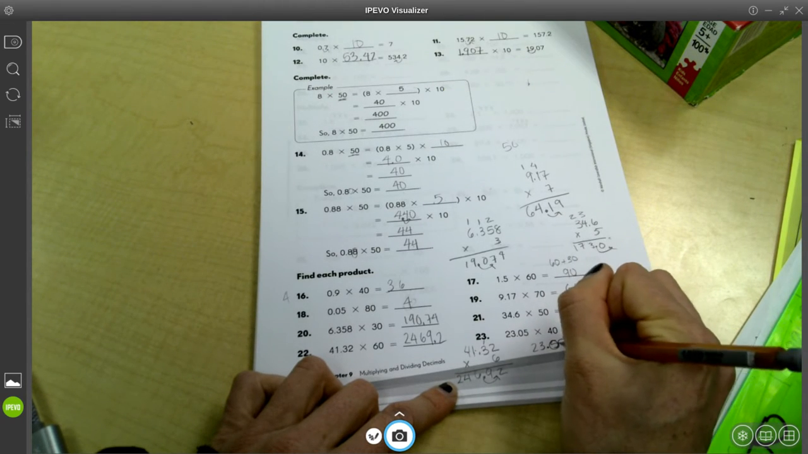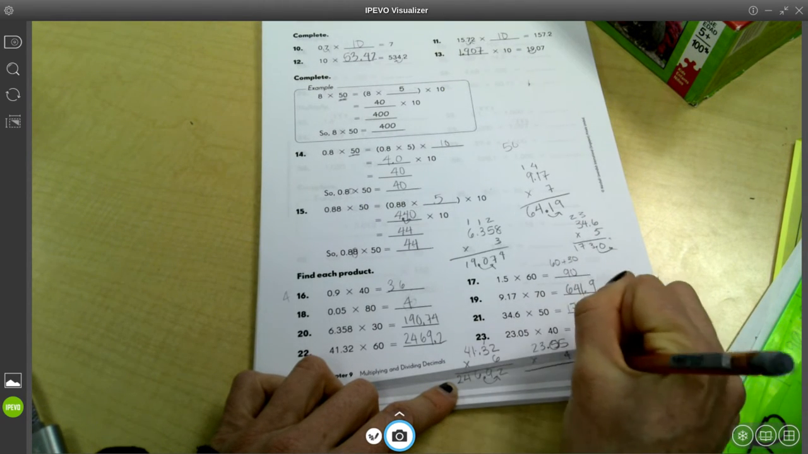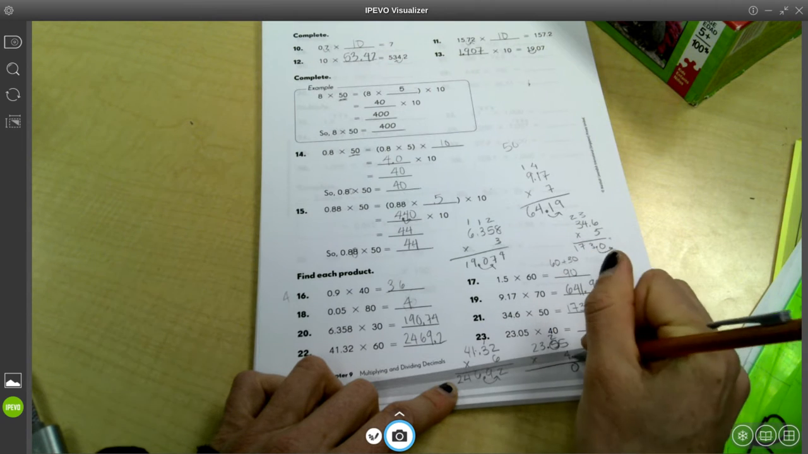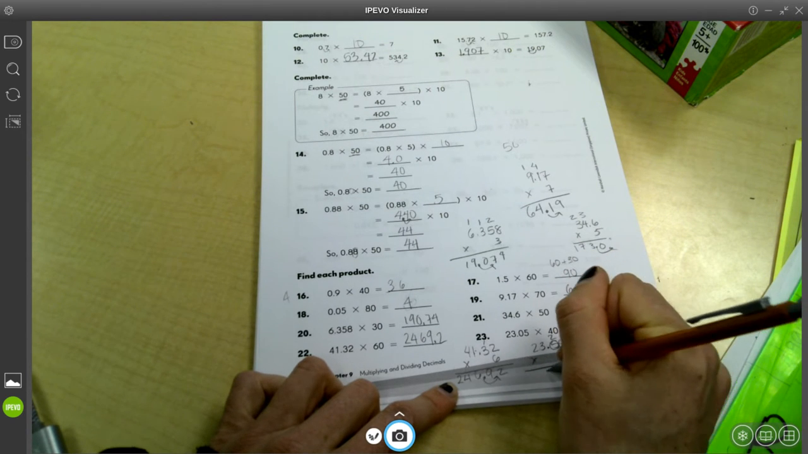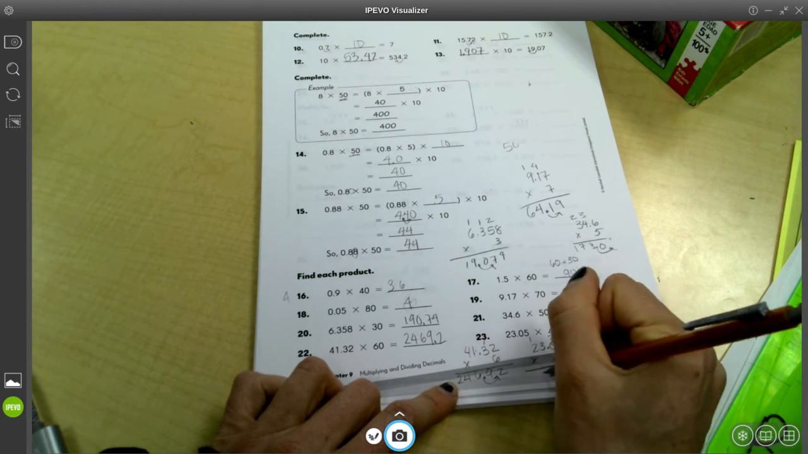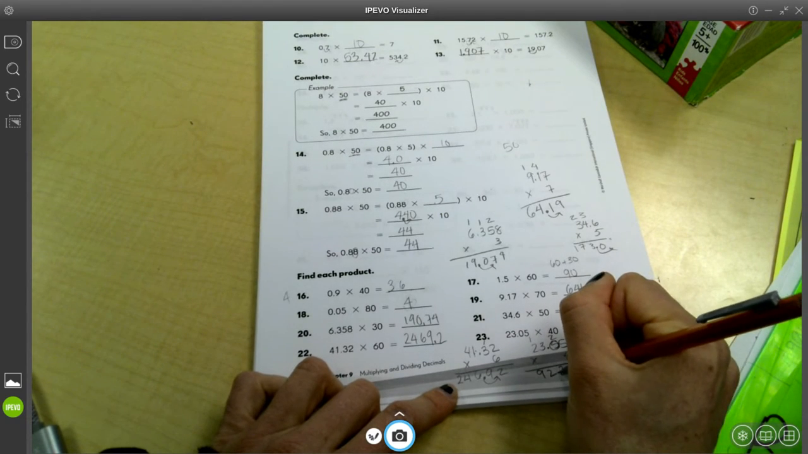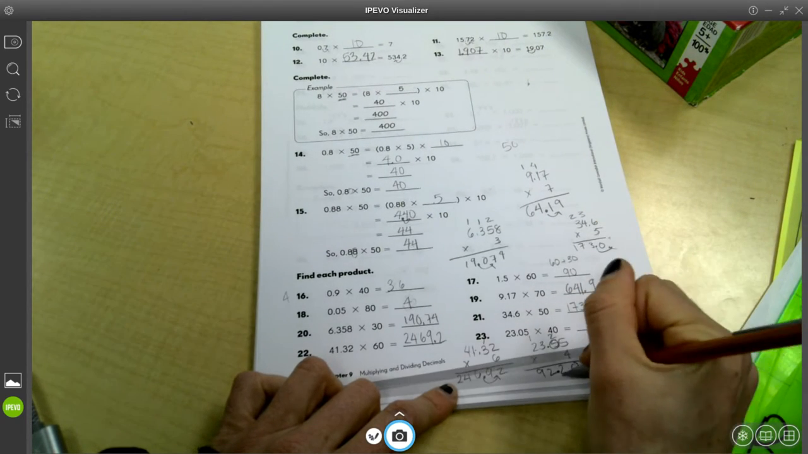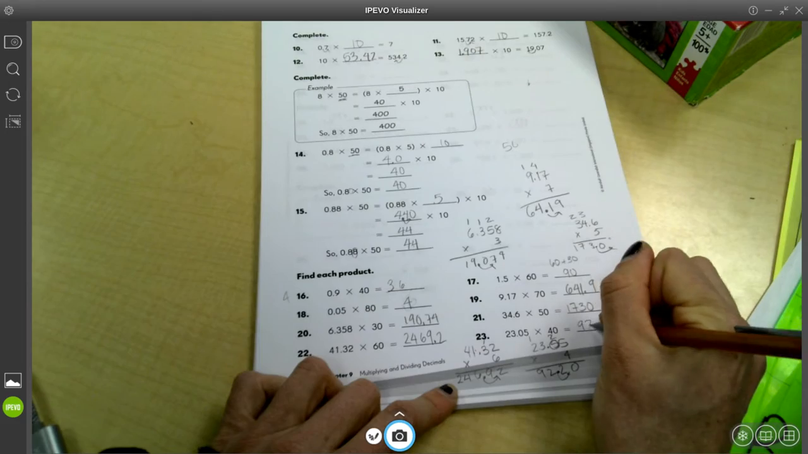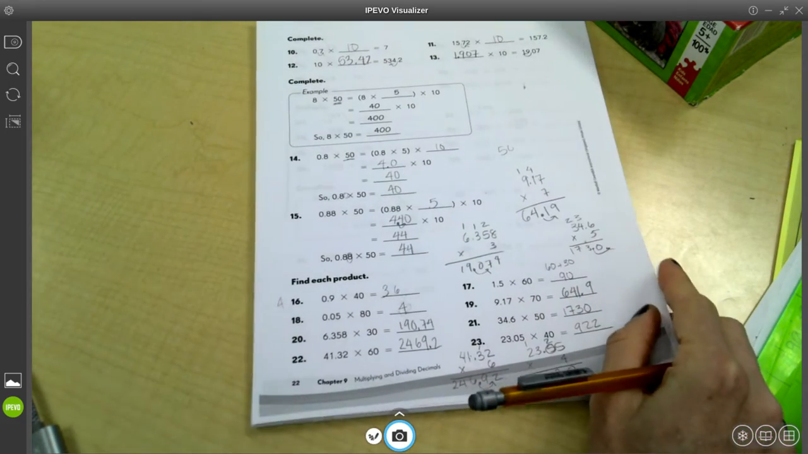23.05 times 4, 22, 2, 12, 8, 9. It's going to be right about there. Times 10, 922. Woo!